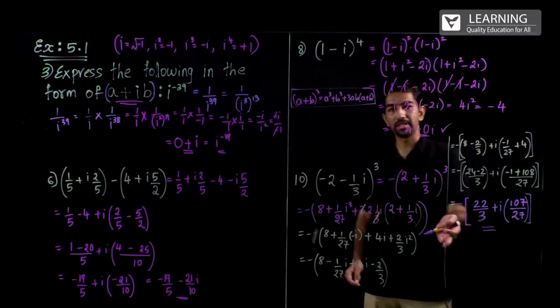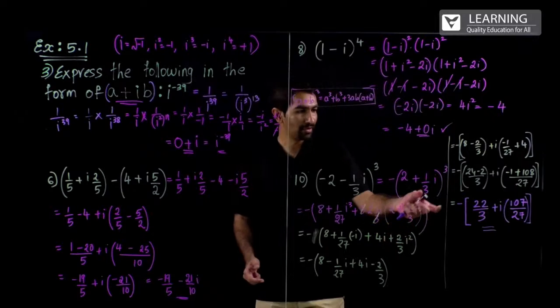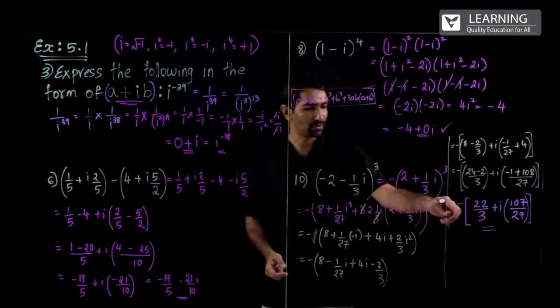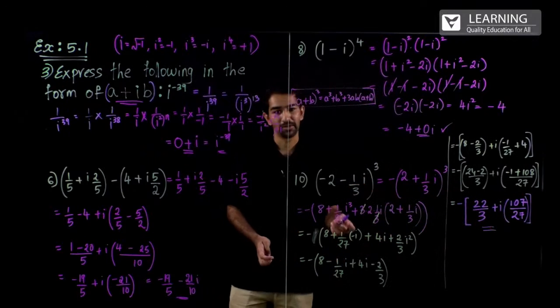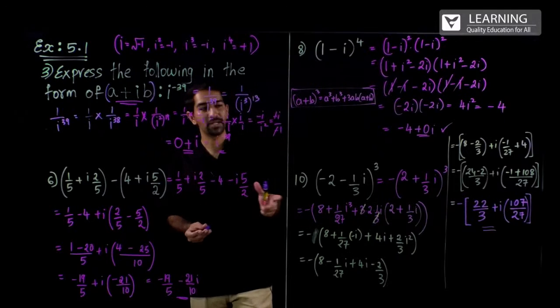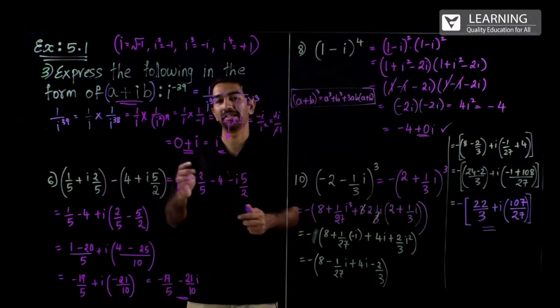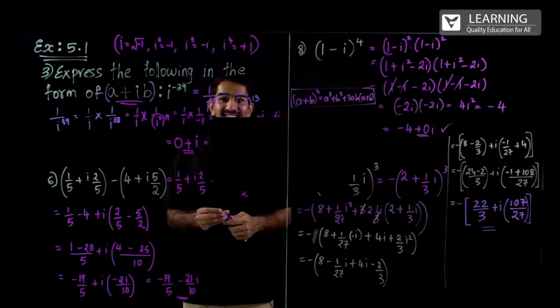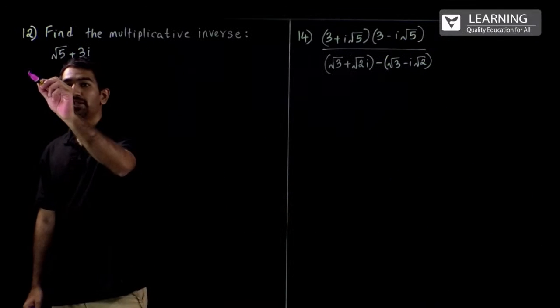So if you take the minus sign inside also, that is also fine. Or if you leave the answer like this, that is also fine. That is just another step. So these are the first 4 important questions of exercise 5.1. Moving on to the next question. Starting with the next question, solution.